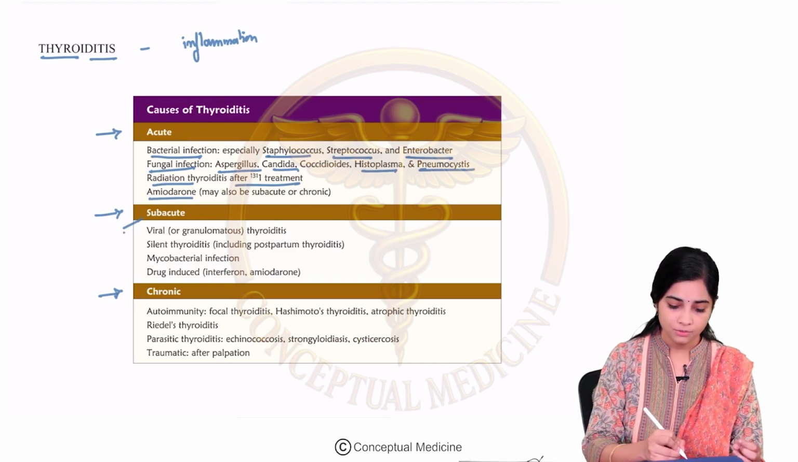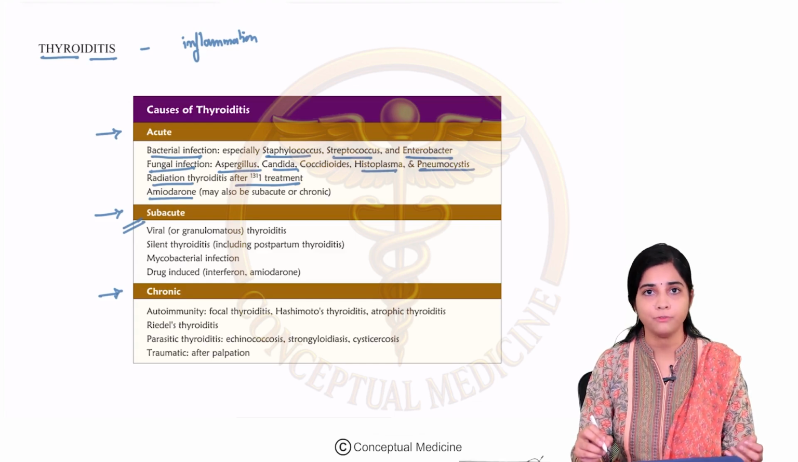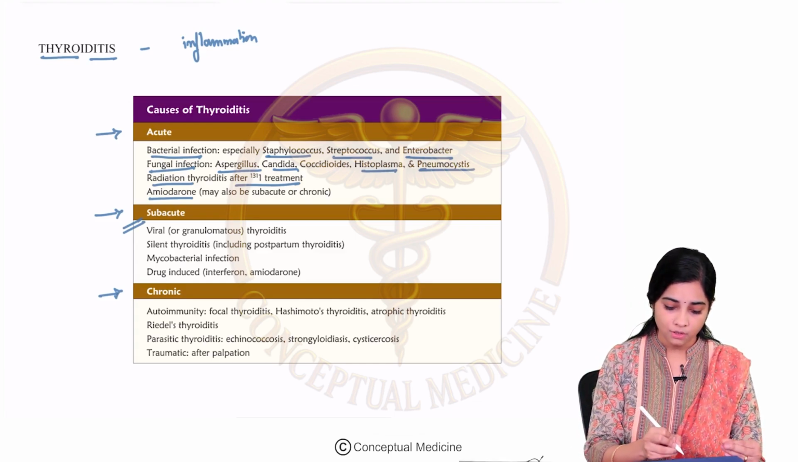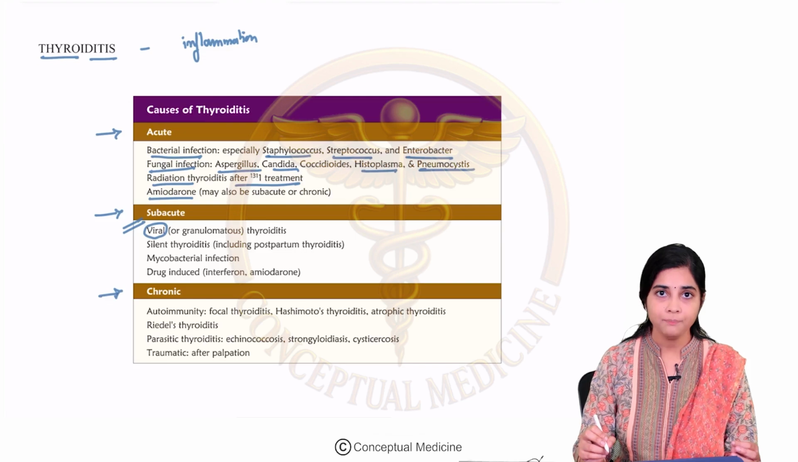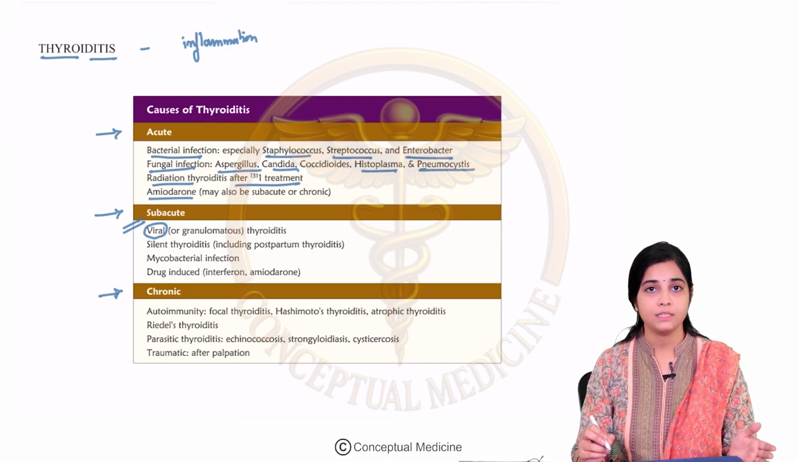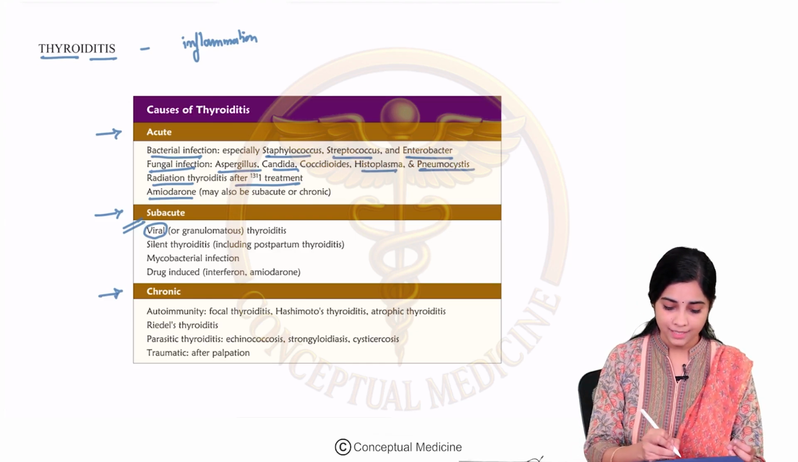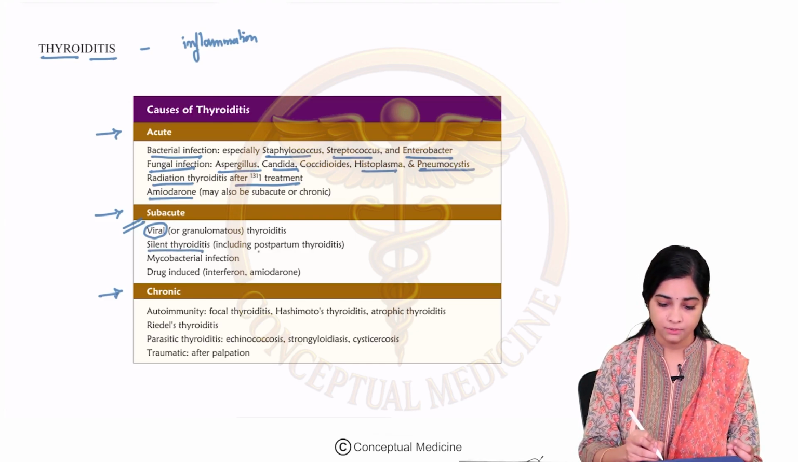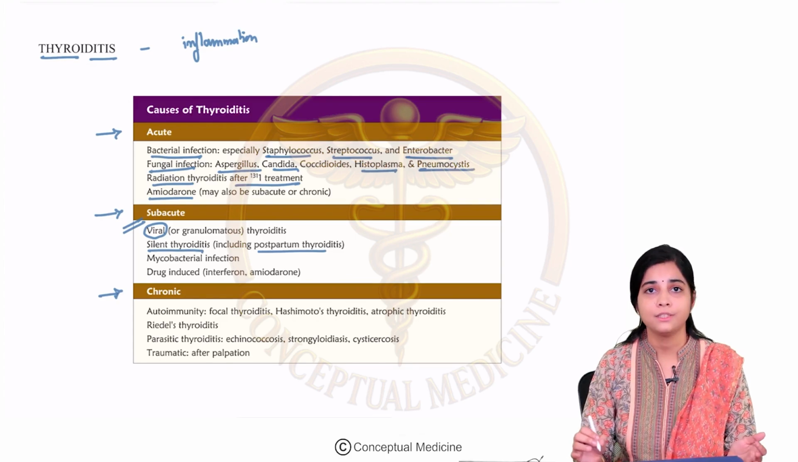Then, we look at subacute. Subacute means that the inflammatory process has been going on for some time, maybe around 4 to 6 weeks. So, most commonly, viral thyroiditis is the most common cause of subacute thyroiditis. Okay? So, you can see that bacteria is associated with acute thyroiditis, viral is subacute. Then we have silent thyroiditis, including postpartum thyroiditis. Silent thyroiditis means that this thyroiditis is going on silently. They do not have much of symptoms, right?